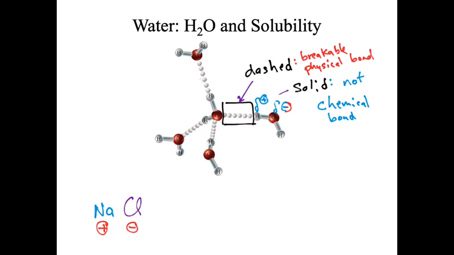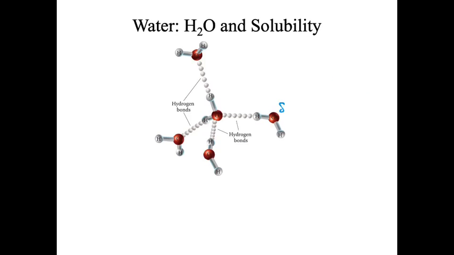So let's clean all of that up. Partial positive. Let's try that again. Partial positive, partial negative, partial negative, partial positive, partial negative, partial positive. So all the red ones are partial negative. All of the oxygens are partially negative in this case. All the hydrogens are partially positive. Why would we show the dashed line between oxygen and hydrogen?